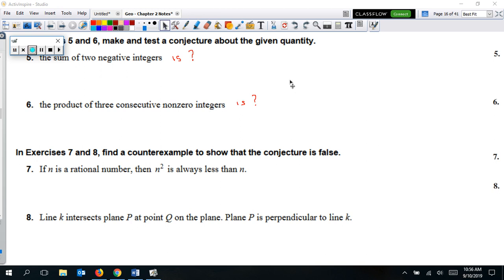And I put down "is ?" Is what? That's really what you're trying to figure out there, okay? So when you're making a conjecture, if you're observing, what are you observing when you have the sum of 2 negative integers? What's your observation? That's really your conjecture. Sum of 2 negative integers is what? So you can kind of think about 2 negative integers, like -1 and -2. If you add those together, think about the answer you get for that. What do you observe about that answer?